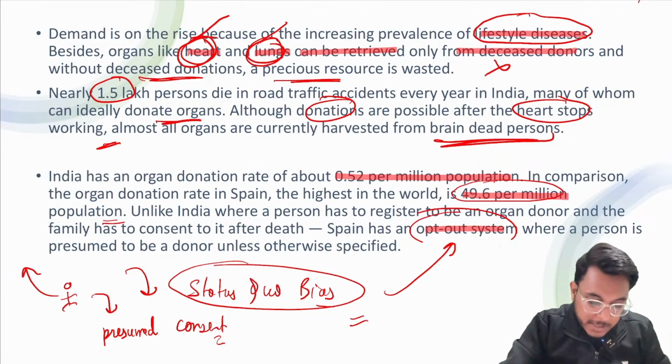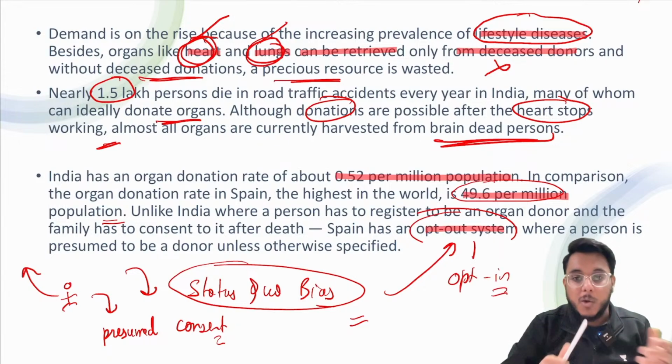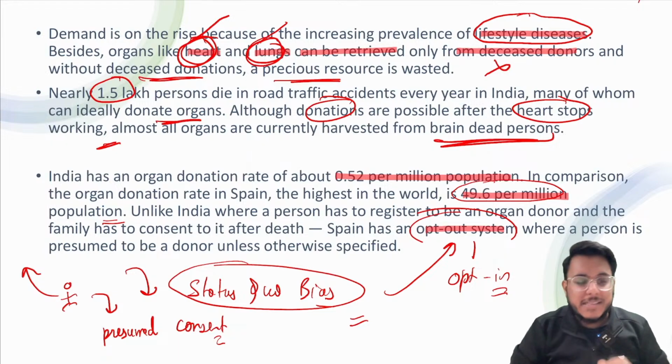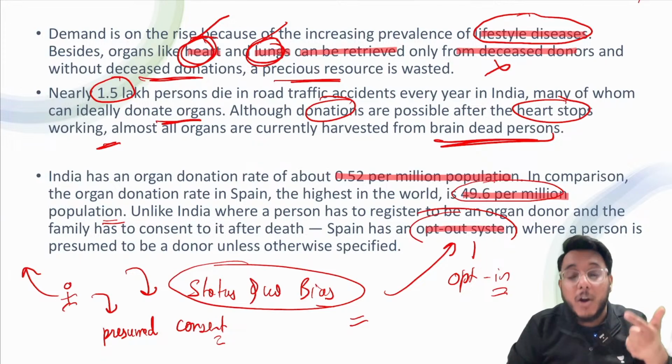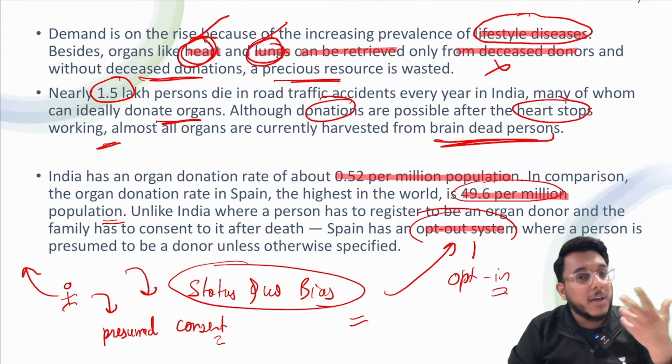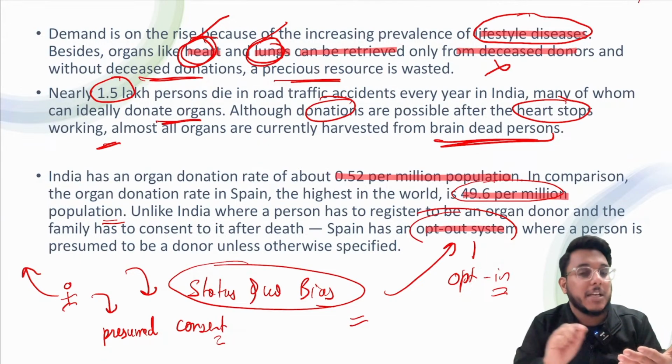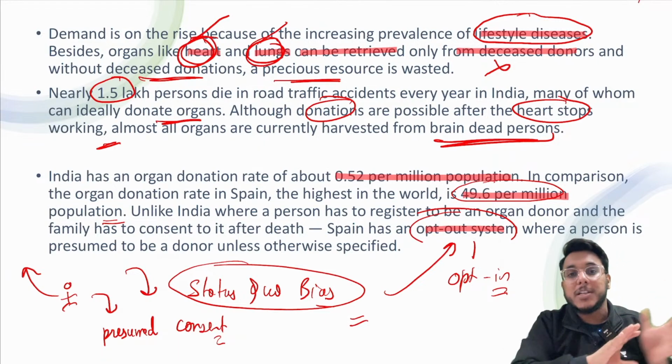Apart from the opt-out system, there is one more system, and that is the opt-in system. What is the opt-in system? Opt-in means that if you want to donate organs, by default your organs are not donated. If you want to donate, you have to go to a hospital or a facility and sign a form, and after that your organs will be donated.